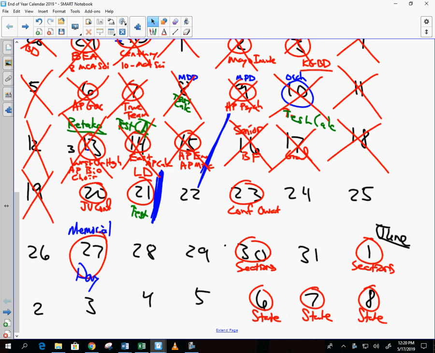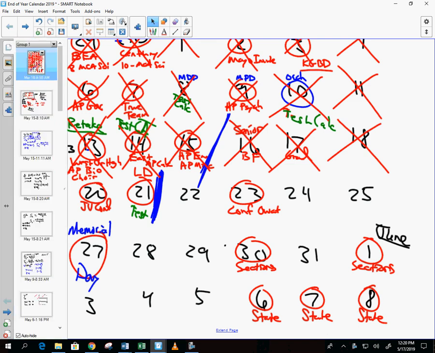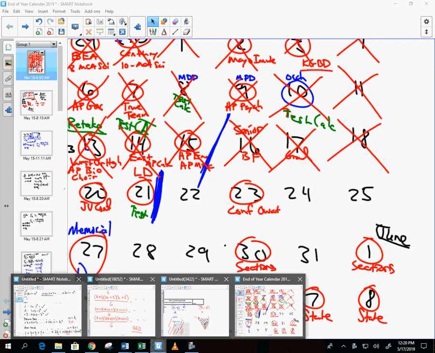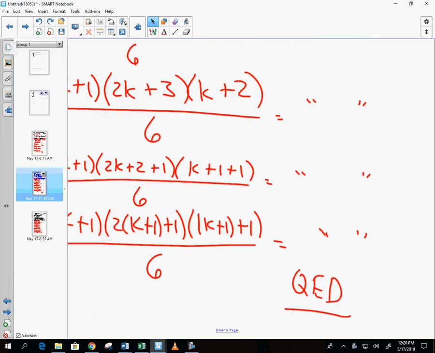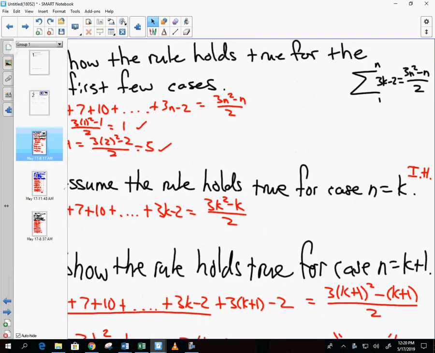Right, folks, let's check to see where you're at. We are looking at, let's see here, math induction. I think that's where we're at. And let's see where you got.